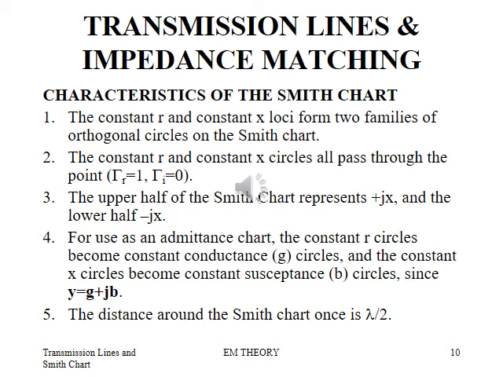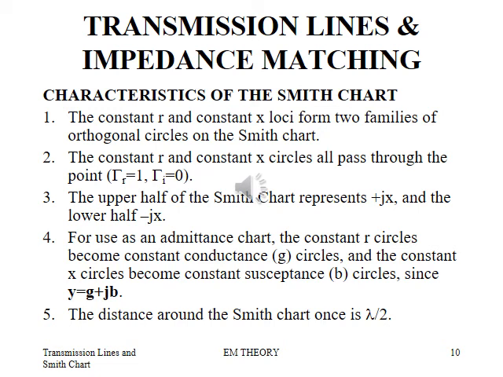Now the upper half of the Smith chart represents positive reactance, which means inductive reactance, while the lower half represents negative reactance or capacitive reactance. Now, if you want to use the chart as an admittance chart, the constant resistance circles become constant conductance circles, while the constant reactance circles become constant susceptance circles, since Y is equal to G plus jB.